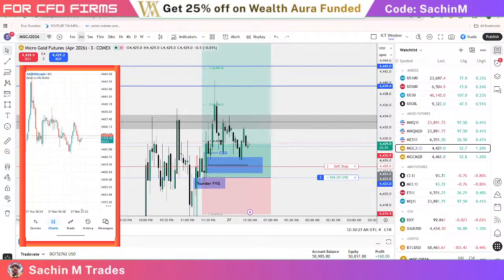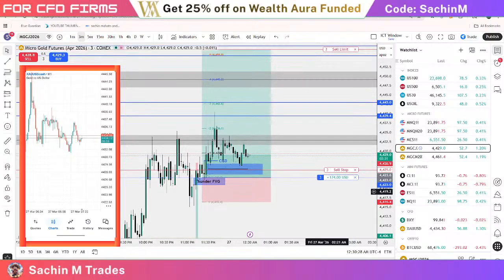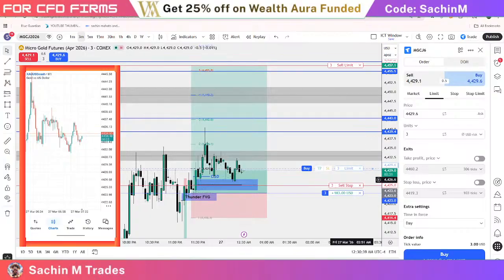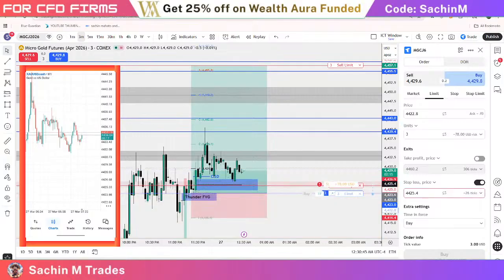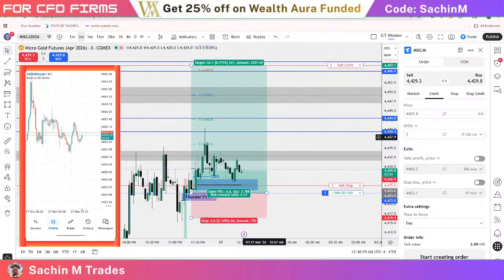I have trailed the sell to like 50% in profit because I don't want to risk $200 in this trade, which could be a losing trade. How much will this give? $78, something like that. So we will cover the loss of the previous trade, and we will be good to trade more in London and New York session.